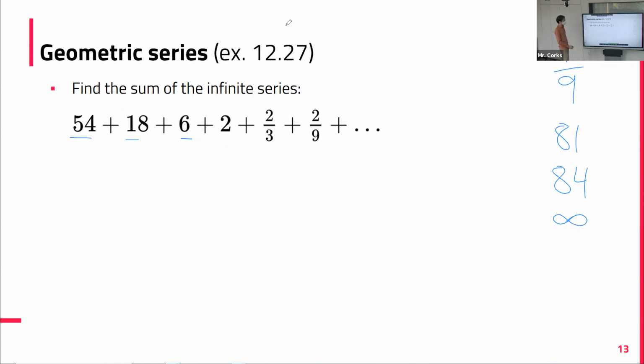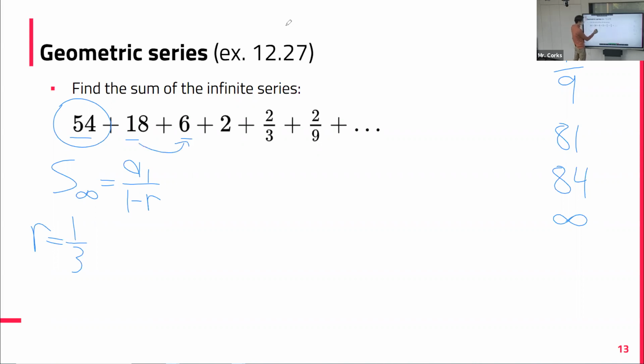So if we're going to use that formula, infinite sum a1 over 1 minus r, we need a1. Well, 54, that's very easy. We need our r value. What is r? 1 over 3. Okay, so 18 to 6, divide by 3. Okay, 6 to 2, divide by 3. 2 to 2 over 3, divide by 3. Okay, so 1 over 3 looks like it works for our r value.